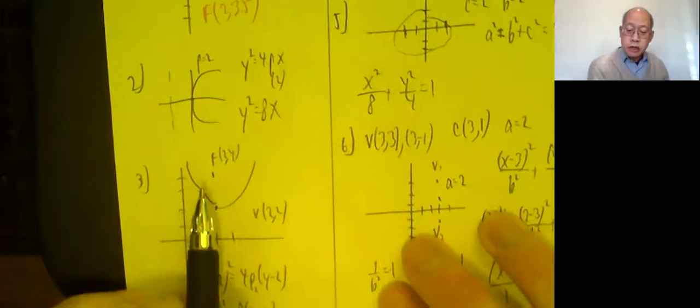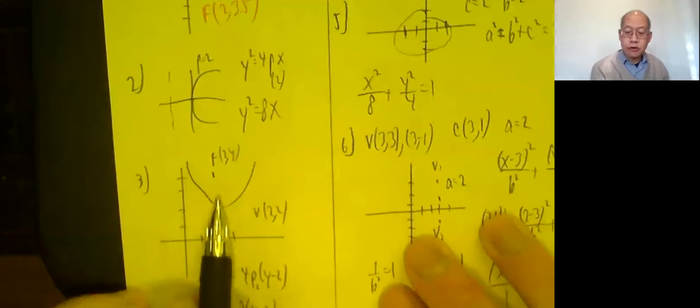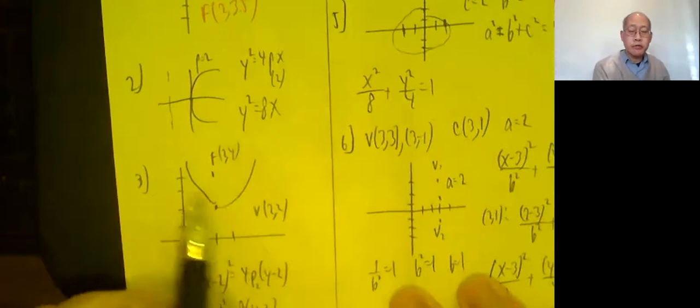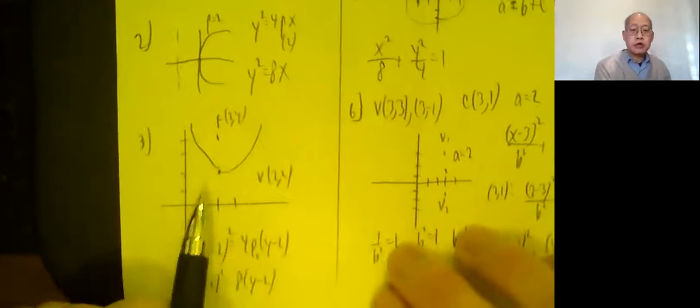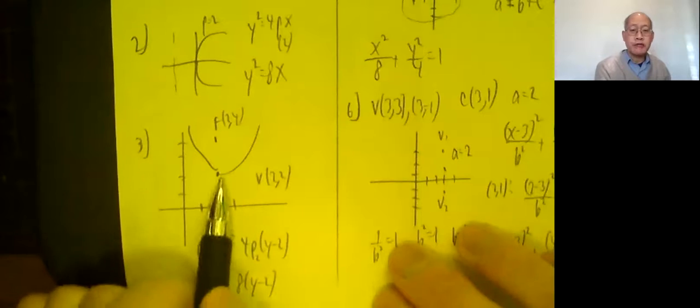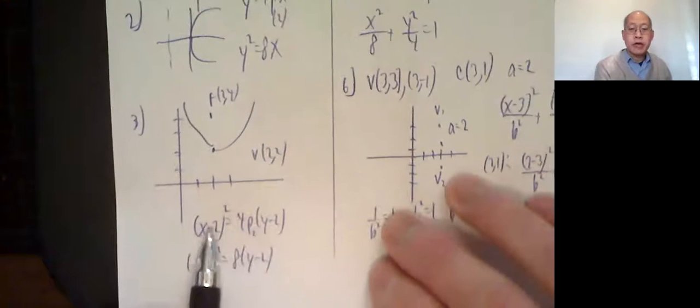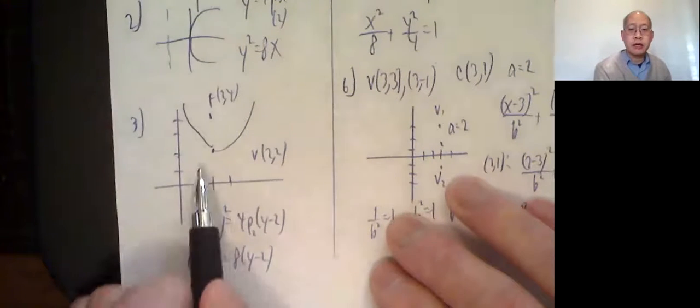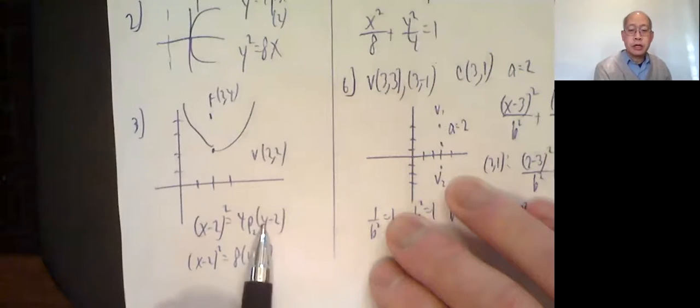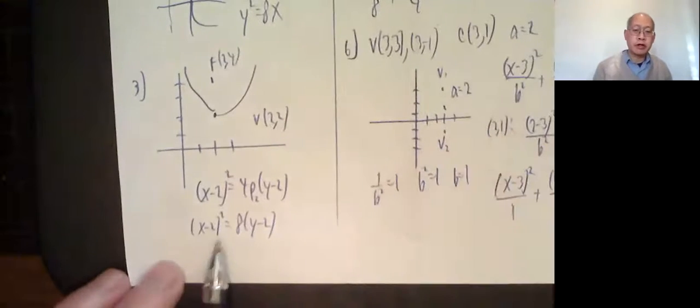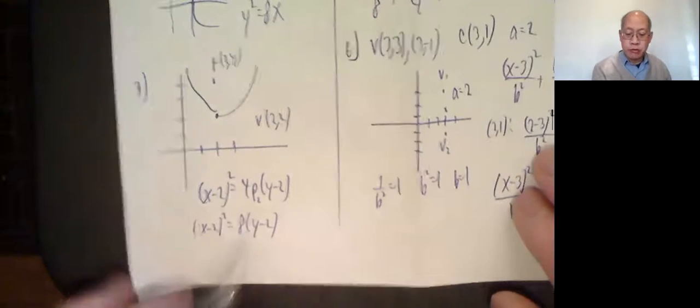Number 3, you're given a vertex at 2, 2 and a focus at 2, 4. That tells me that it's opening up. Okay, so that means it's squared in x, not in y, and a positive p. P is 2. So offset 2, 2 means x minus 2, y minus 2. X minus 2 squared equals 4p. The p is 2. So I plug in the 2 times y minus 2. So final answer, x minus 2 squared equals 8 times y minus 2.